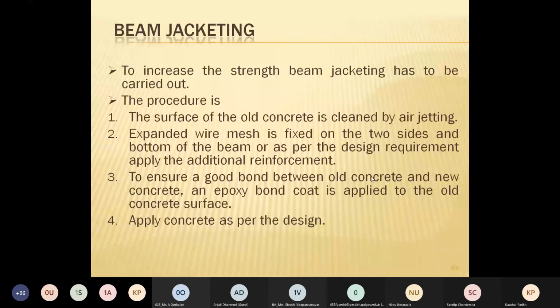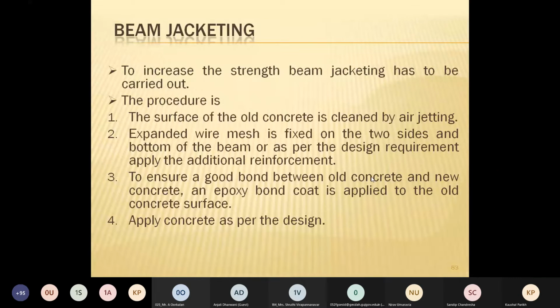Now next is the beam jacketing. We have seen the column jacketing. In a similar way, in the same fashion, beam jacketing has to be carried out to increase the strength. The basic procedure is the same as the column jacketing. The surface of the old concrete is cleaned by air jetting so that any debris can be removed. Expanded wire mesh is fixed on the two sides and the bottom of the beam, or as per the design requirement, apply the additional reinforcement.